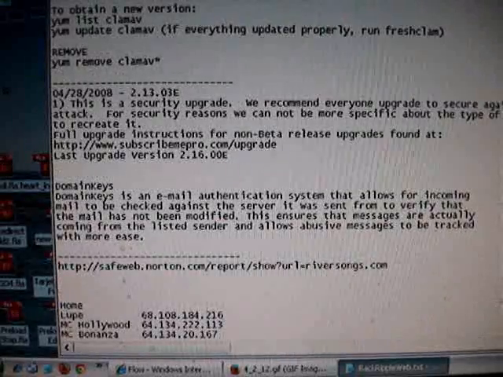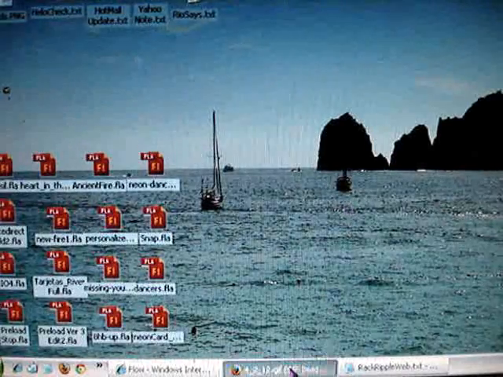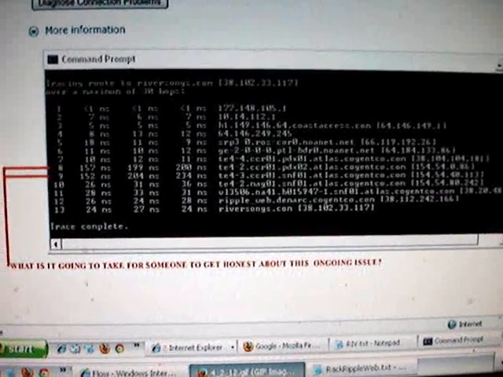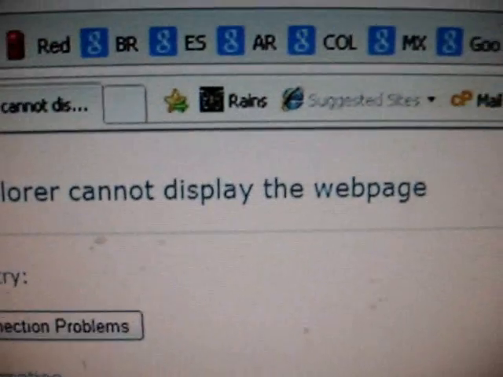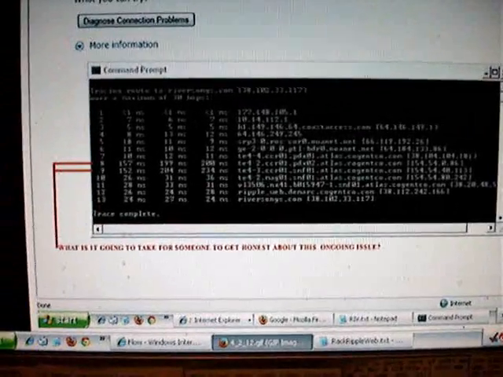Alright, so that's just a few of the trace routes I did while I was having a problem. Okay, and the whole problem, simply, is that I can't access my server from my own computer, and nobody wants to hear it while I'm paying $179 a month. This is what it says. Cannot display the web page. There must be a reason for that.